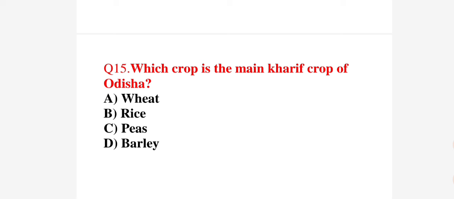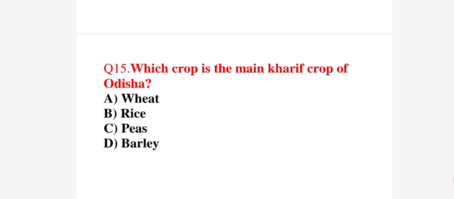Which crop is the main kharif crop of Odisha? Main kharif crop. Okay. Option A, that is wheat, option B rice, option C peas, and option D that is barley. So what is the right answer here? So here the right answer is rice. So rice is a major kharif crop of Odisha.